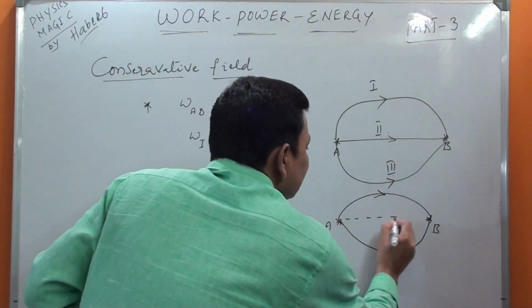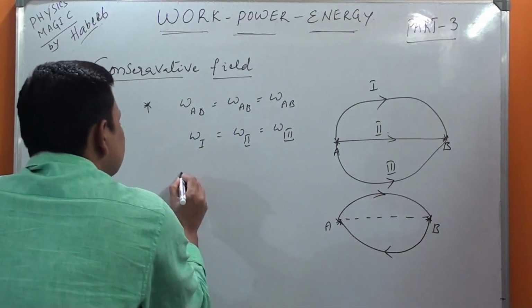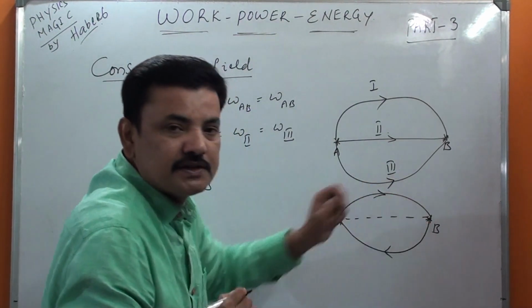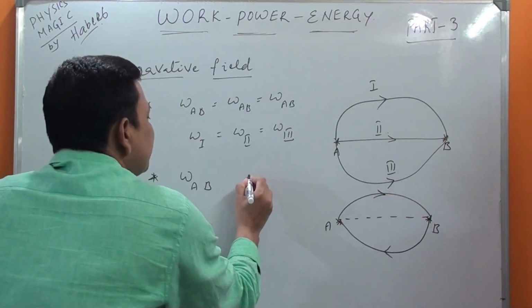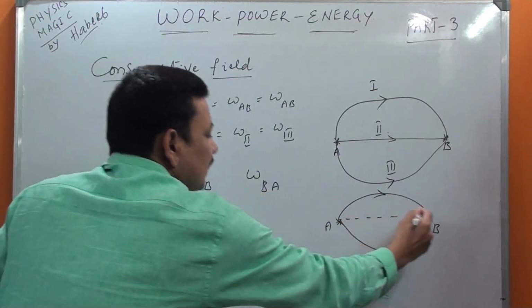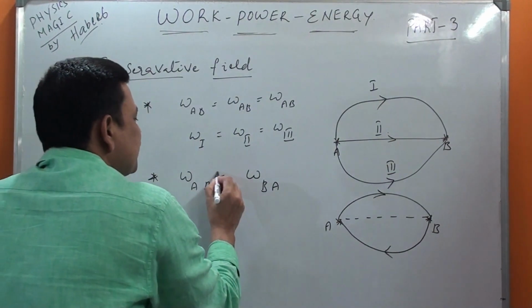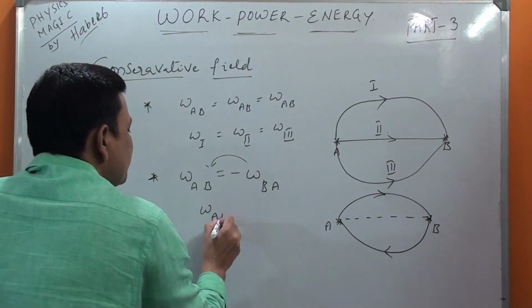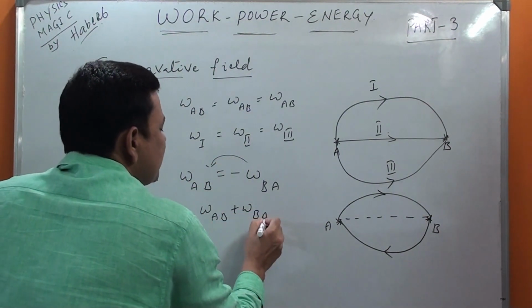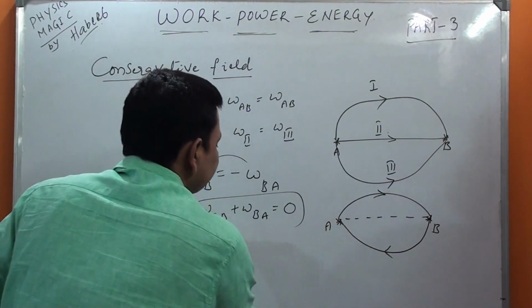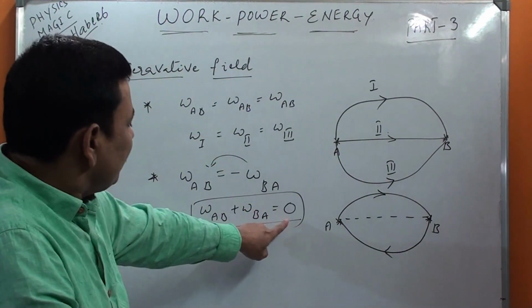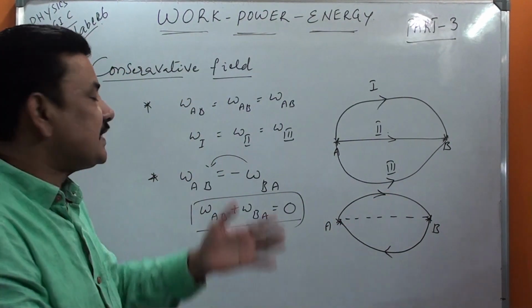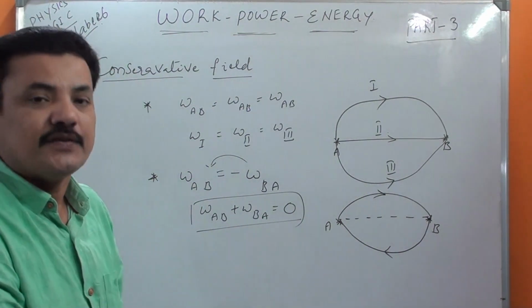So this is the second point. WAB is the work done in this path, and then WBA is the reverse. So we can write WAB plus WBA is equal to 0. So the work done along a closed path becomes 0. This is another important characteristic of a conservative field.